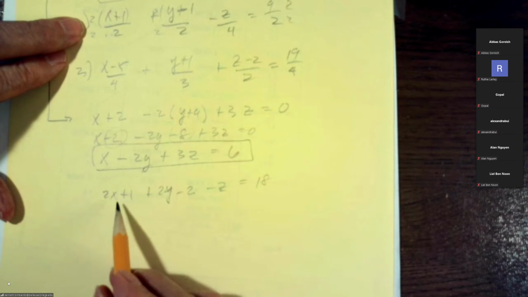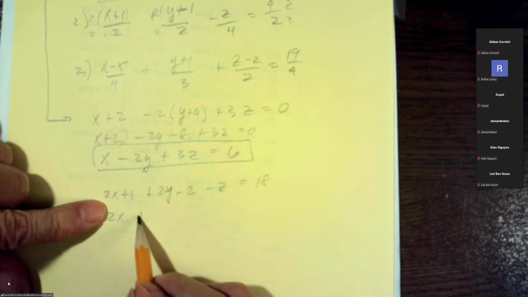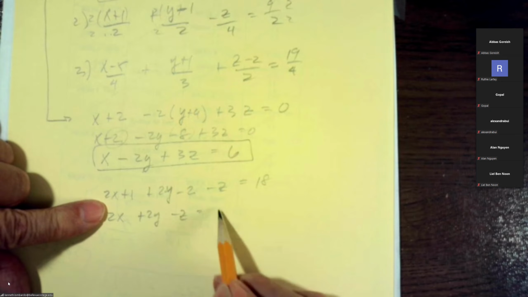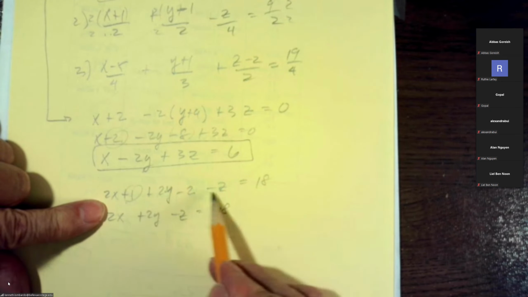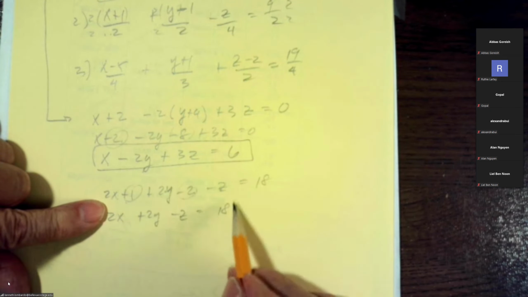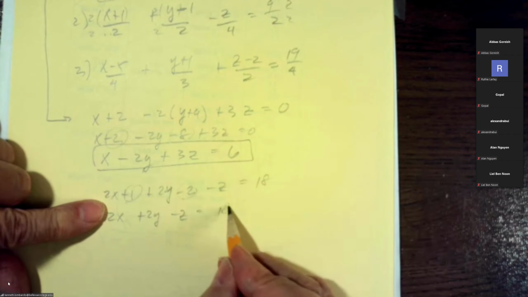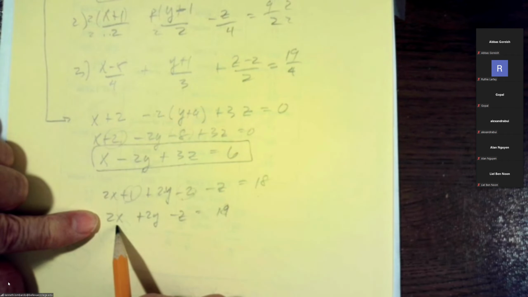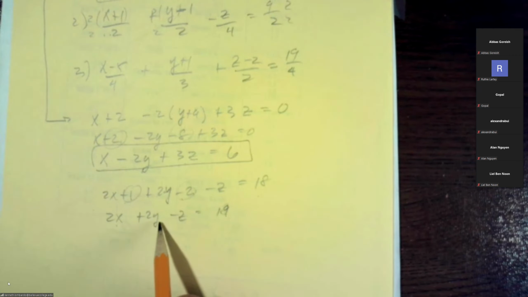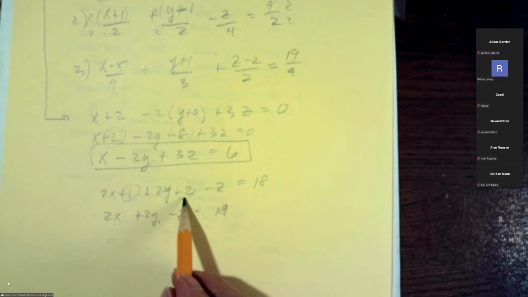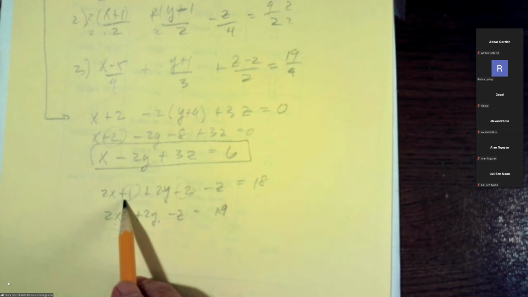Check my numbers as we go through this. 2x plus 2y minus z equals 18. Here we have 1, negative 1 plus 1, so it's going to be 19. So 2x plus 2y minus z equals 19. Is that what you got? Yes. 2x plus 2y minus z equals, oh, I don't think we did this right. What did we do wrong here?